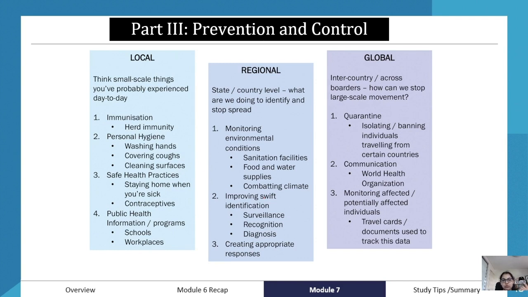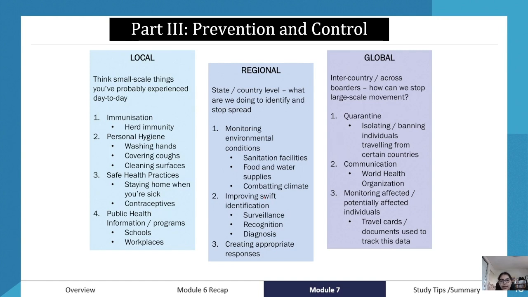Then we've got regional, state, and so on. On a regional level, we are looking at a state and a country level. What are we doing to stop the spread of the infection? Again, monitoring environmental conditions, like sanitation facilities, food and water supplies, combating climate. So with things like, for example, malaria, right? A huge issue in Africa, in Southeast Asia, a huge condition that is affecting a lot of people.